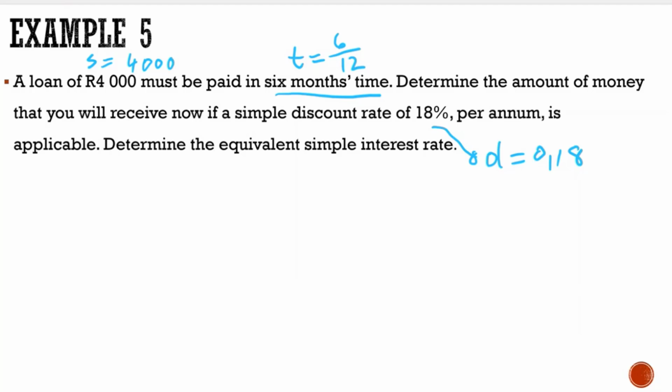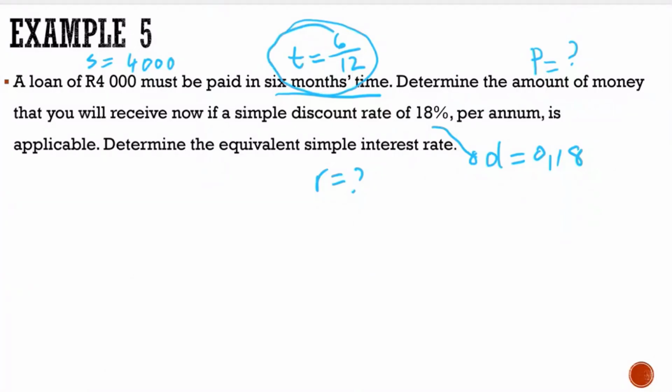This question is asking us to determine the equivalent simple interest, which is your R, the rate. Determine the amount of money that you will receive now. So now you are asked to calculate for your P. I have pulled everything out, and what you need to do now is to feed this into your formula, doing the same calculation. Most of the time people would struggle with converting your time to 6 over 12.